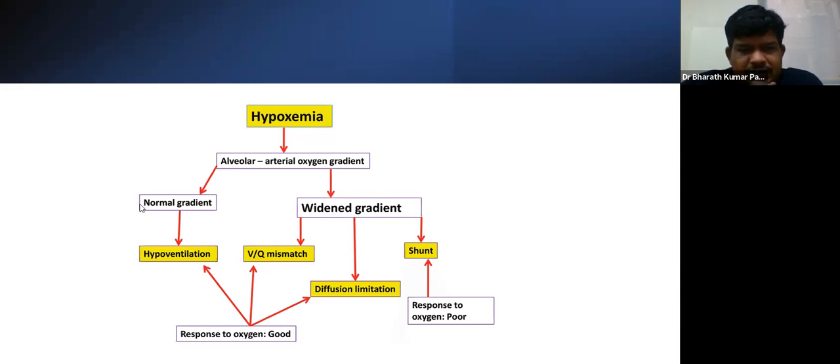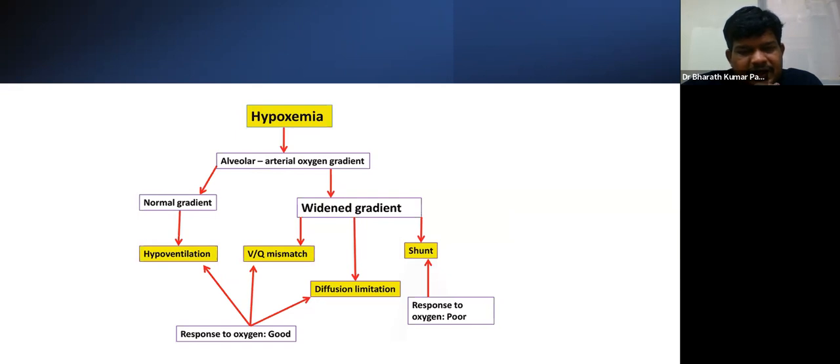So in case of hypoxemia, if I calculate the alveolar arterial oxygen gradient from the alveolar gas equation and see that the patient has a normal gradient, that is about 10 to 20 millimeters of mercury, the pathology could be because of hypoventilation, that is the patient is not breathing properly, or the mixture of air that he is breathing has less oxygen. Then the response to oxygen for this group of patients would be good.